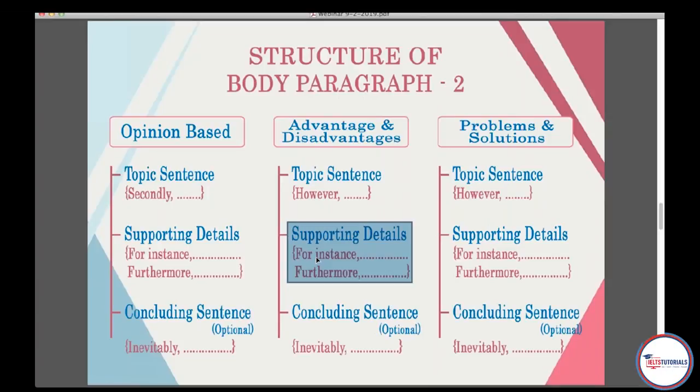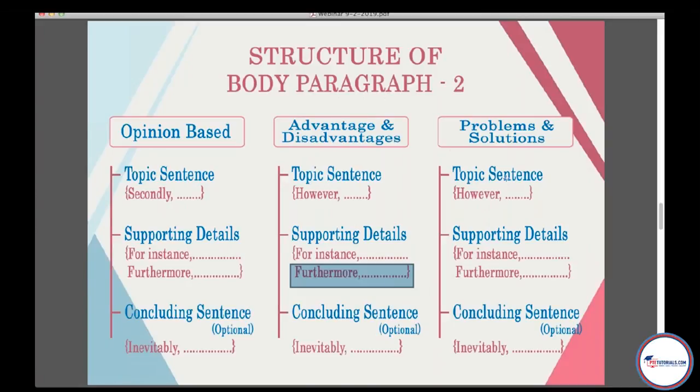And next, you can use furthermore. Using furthermore, you can extend that particular supporting detail. If you want to give one more disadvantage, yes, you can give it using the word furthermore. And the next is an optional concluding sentence.